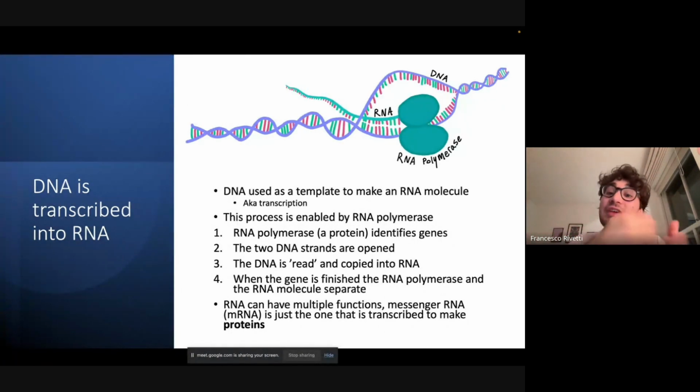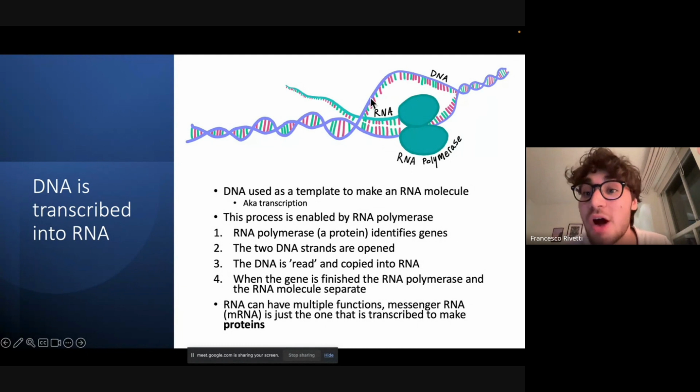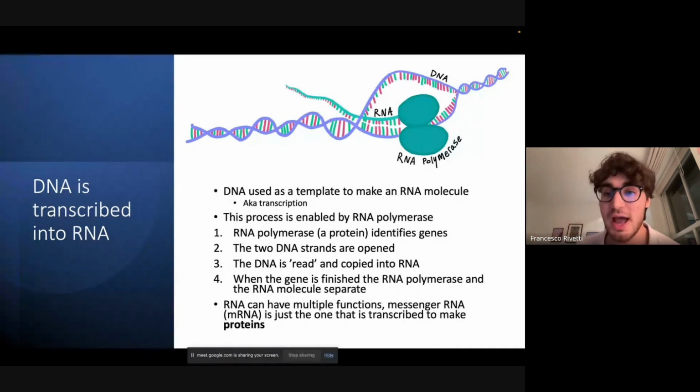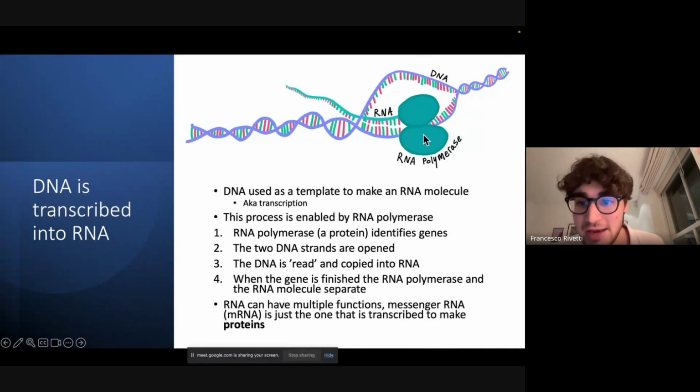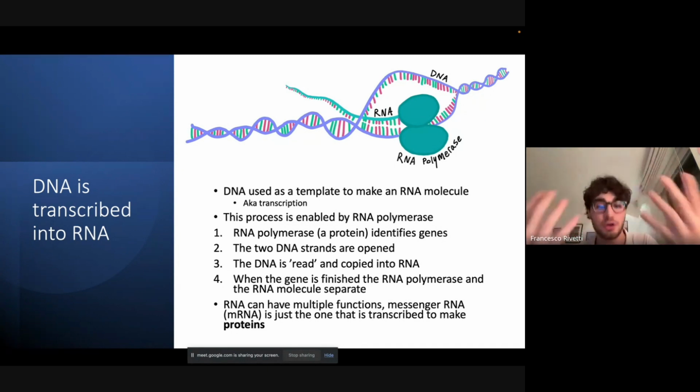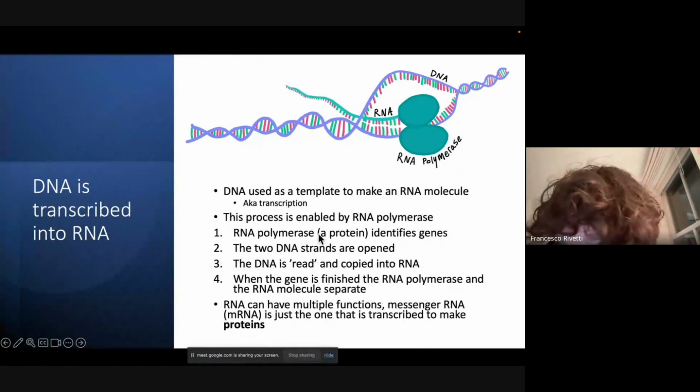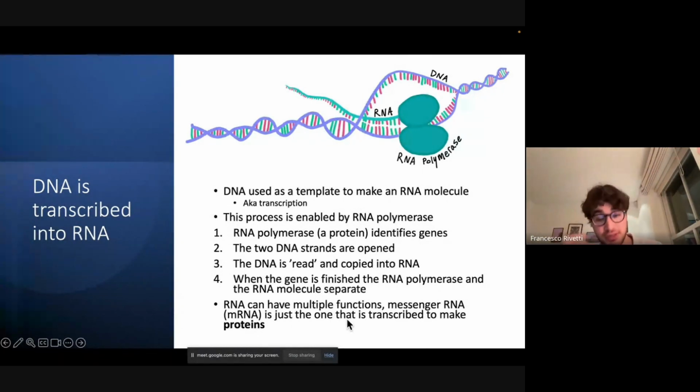It then reads the DNA and produces an RNA that is complementary to DNA, that is then produced and comes out. Then we can imagine this protein going through the gene and then it comes off. And then the RNA is just a molecule that is produced. And RNA is a very versatile molecule.